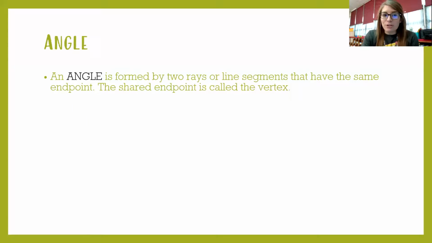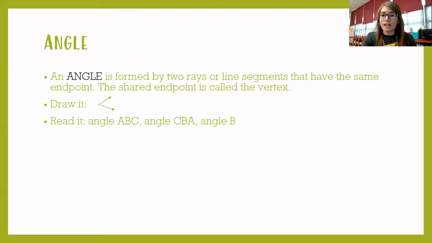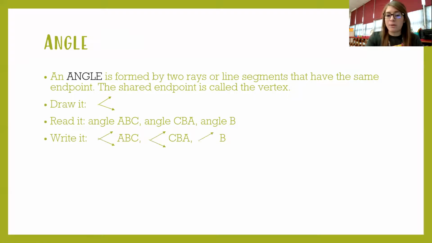And then we've got an angle. An angle is formed by two rays or two line segments that have the same endpoint, and that shared endpoint is called the vertex. It would look like this. Just notice how one ray, two rays, it makes an angle. We would read it angle ABC, angle CBA, or angle B. We can name it by the vertex. And we would write it like this, angle ABC, angle CBA, or angle B, just the angle symbol and then the points that we would name it with.